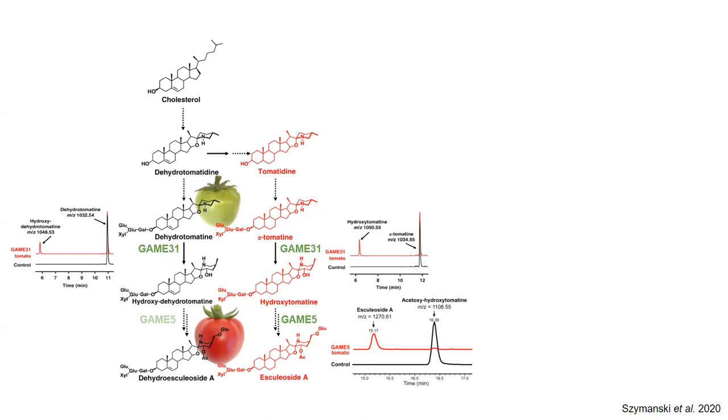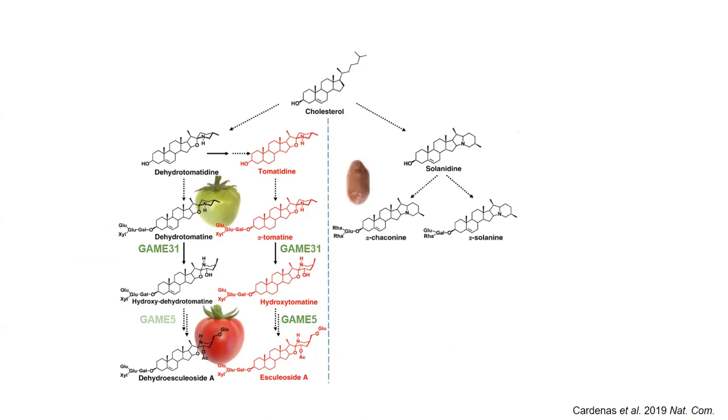two metabolic genes, and we call them GAME31 and GAME5. We call them GAME from glycoalkaloid metabolism, yeah? And all of the genes involved in biosynthesis and regulation of steroidal glycoalkaloids are called GAMEs.